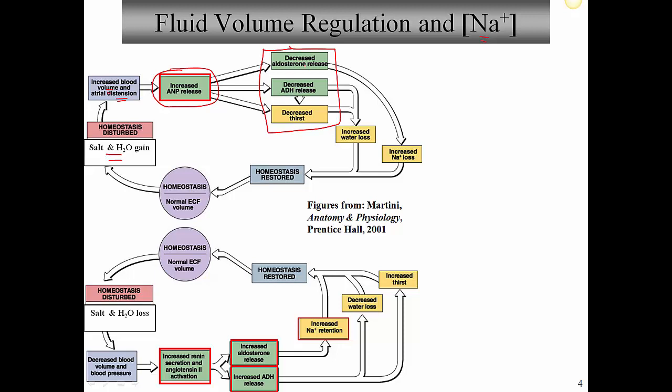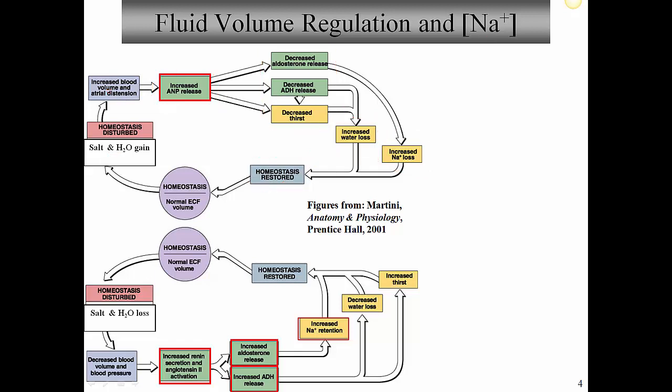We have a decreased aldosterone secretion, so less uptake of sodium. Decreased ADH release, less uptake of water, and a decreased thirst so that we don't take in additional water into the body. All of these result in both an increase in water loss as well as an increased sodium loss from the body, and this will eventually lower the volume of fluids in the body and restore homeostasis.